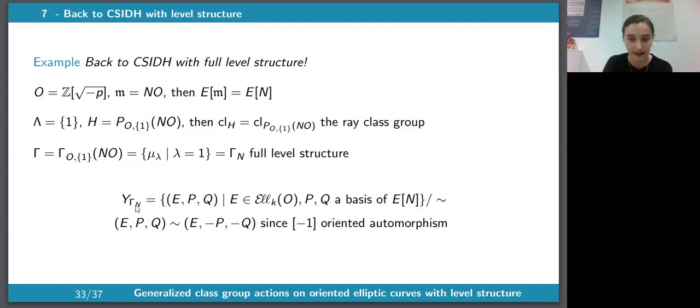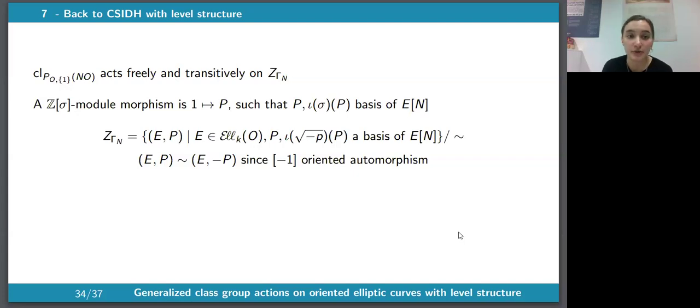But Y gamma n has to take into account post-composition with automorphisms, and that is why we also consider PQ to be equivalent to minus P minus Q. So in the previous example, these oriented automorphisms were already taken care of by the choice of lambda, but here lambda really only contains 1. And so we have to be a bit more careful.